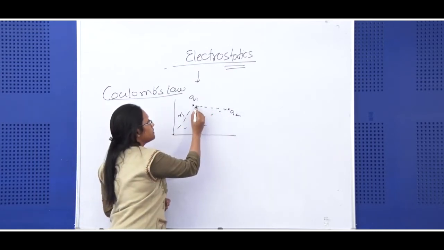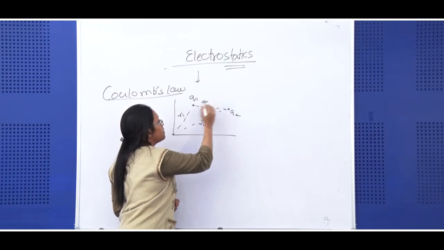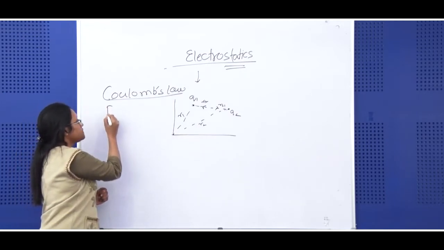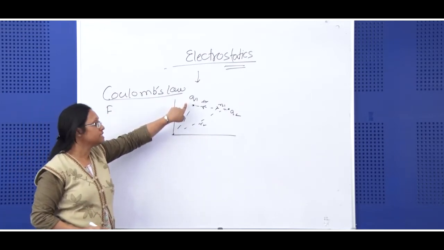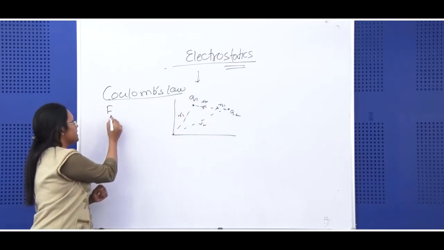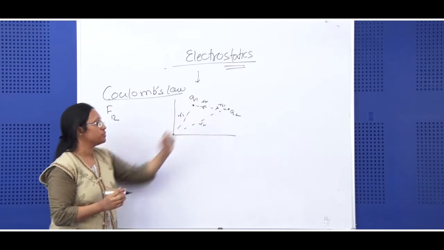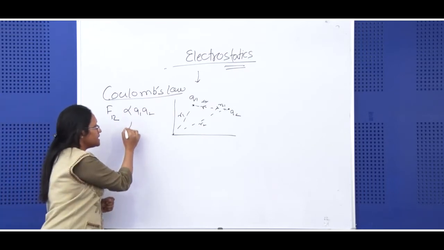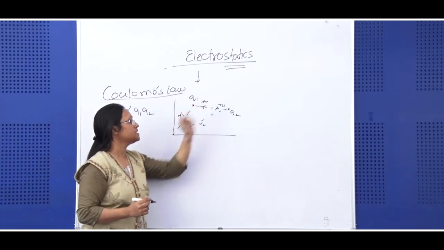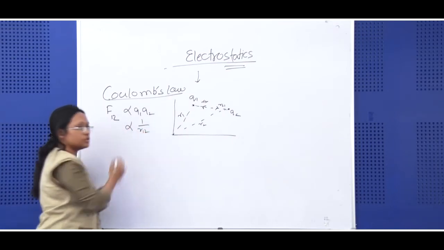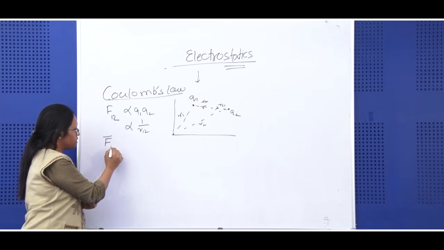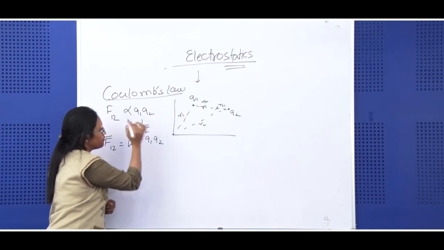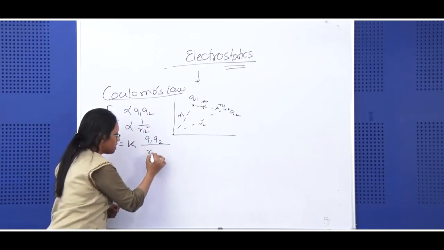If we join them, this is the direction of R12, and this is the direction of R21. So the force experienced by Q1 due to Q2 will be F12, that is, force on Q1 by Q2. That is directly proportional to the product of the charges Q1 Q2, and inversely proportional to the square of their distance, R12. So with a proportionality constant K, F12 is equal to K Q1 Q2 by R12 square.